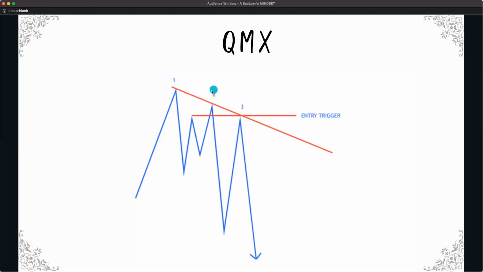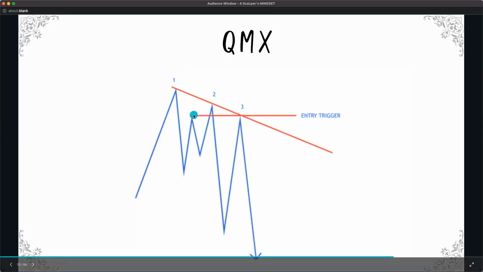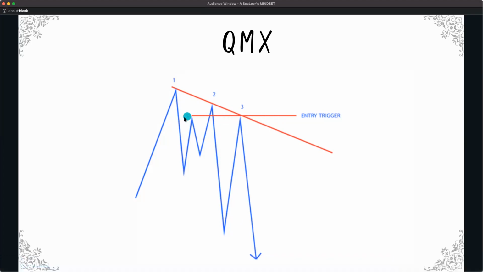Now, all the things that come from the regular QM, and this is why I teach the QM first, is because those confluences on the QM, such as how we adjust our stop loss based on our SL size, right? So if the head is too far away from the shoulder, we can use the wick. Also, if there is the supply candle here in line with the left shoulder, then it's adding more confluence to the trade.